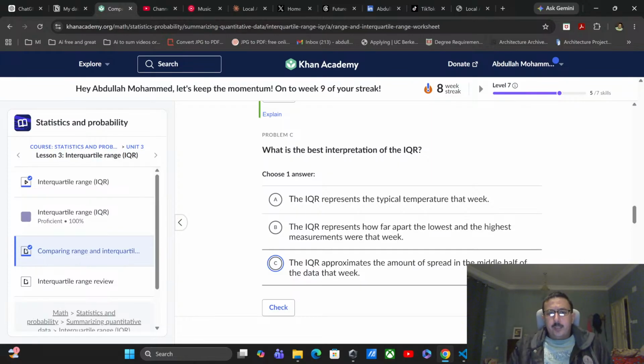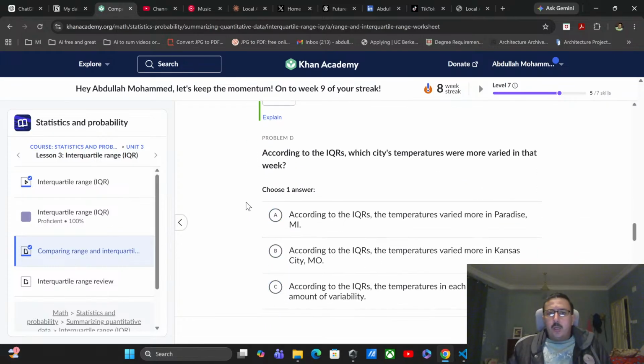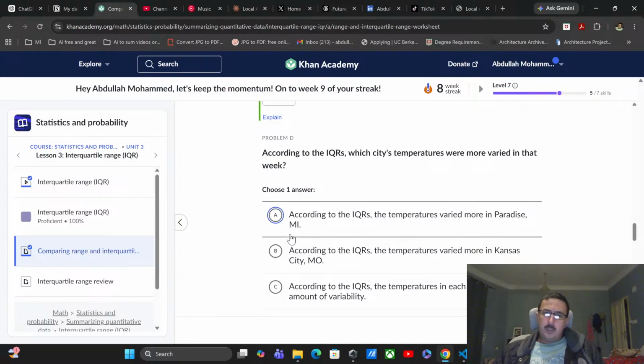It could be A or C, huh? I don't know. Represents the typical temperature that week. Could it? I'd go with this one. According to the IQRs, which city's temperatures were more varied in that week? 8 in Paradise, which is varied more in Paradise, Michigan. I don't think so. In Kansas City more.